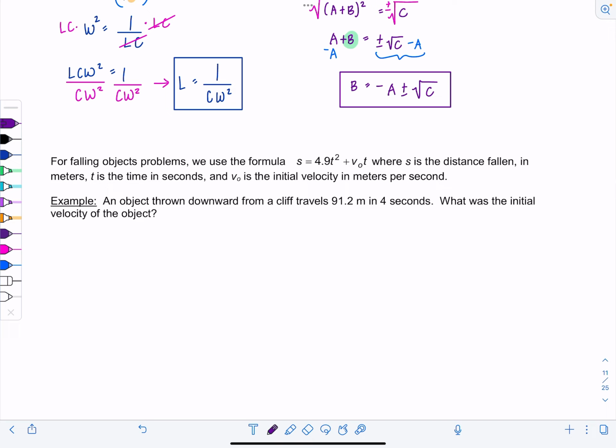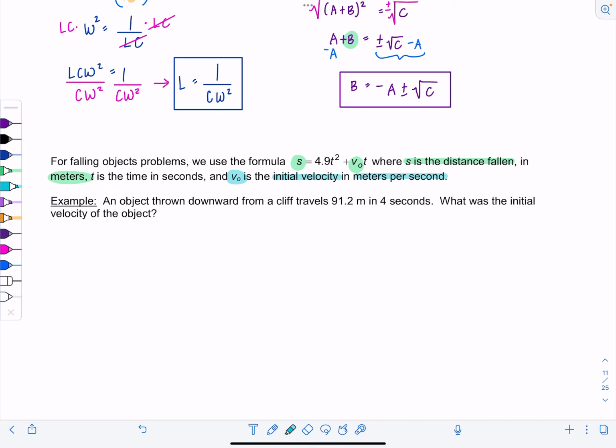I hope. Now, you'll see this more in physics later should you take some physics classes. For falling objects, we use the formula S equals 4.9 t squared plus v naught times t. And I'm going to explain what all these variables are in just a hot second. So S is the distance fallen in meters. Yes, we use metric. T is time in seconds. That's kind of common sense. And then V naught is the initial velocity in meters per second. Okay, so that little zero subscript means initial, starting velocity.